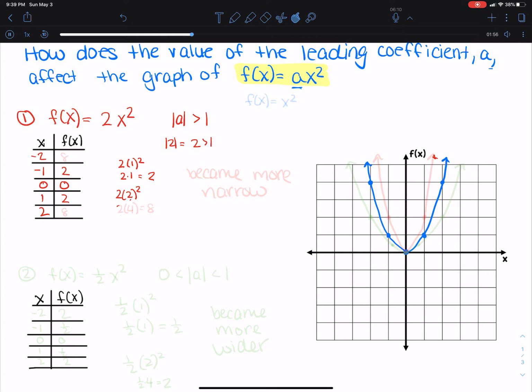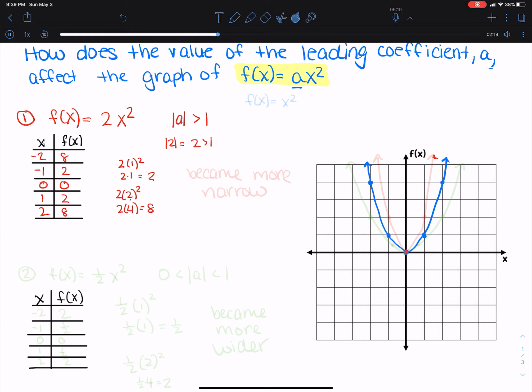So now let's plug in when x is 2. Well, 2 squared is 4, so we get 2 times 4, which is 8. So when x is 2, my y is 8. When x is negative 2, my y is also 8. Now I don't have enough room on this graph to graph my x at 2 and negative 2. That's okay. I'm going to draw it right on top of this just so you guys can see what happens.